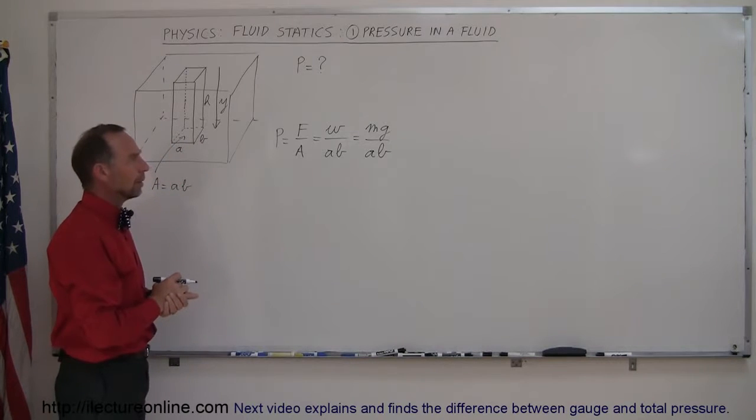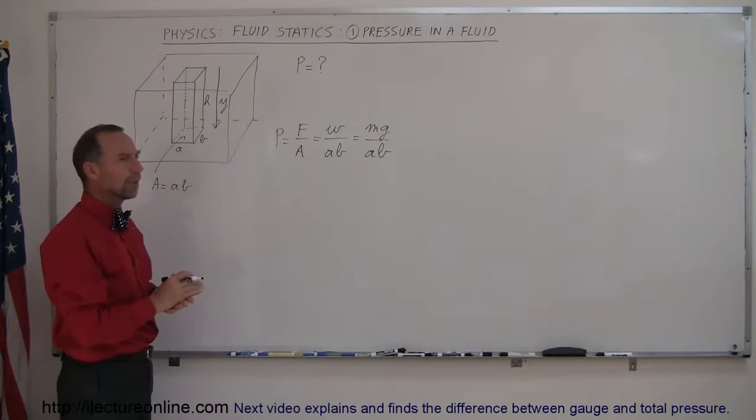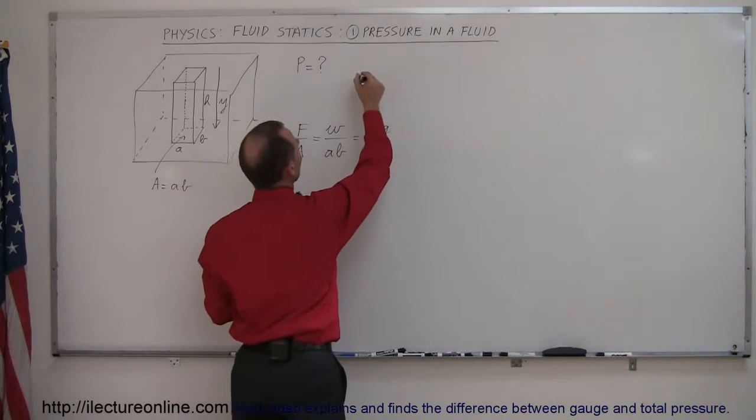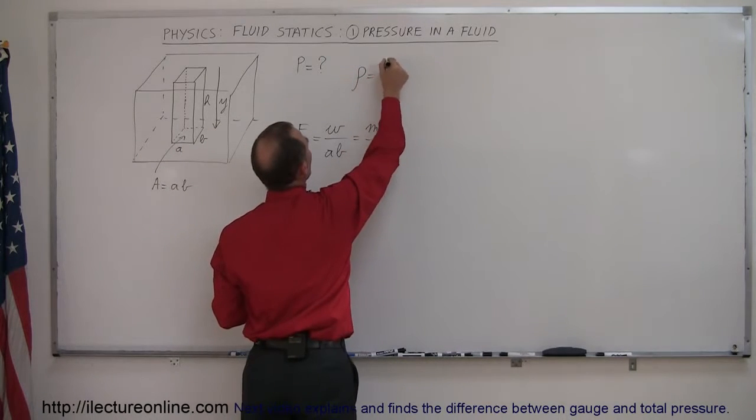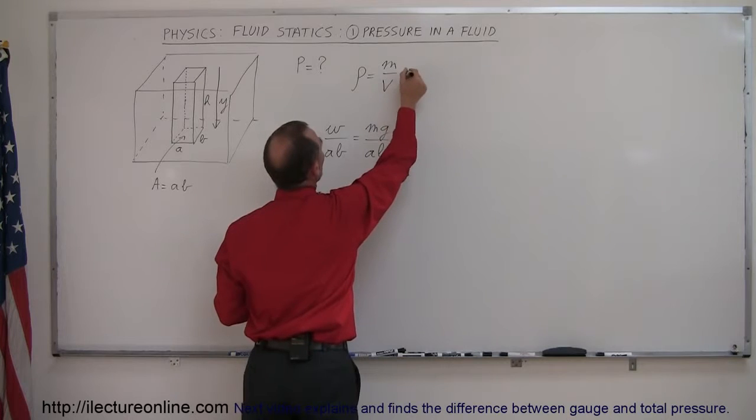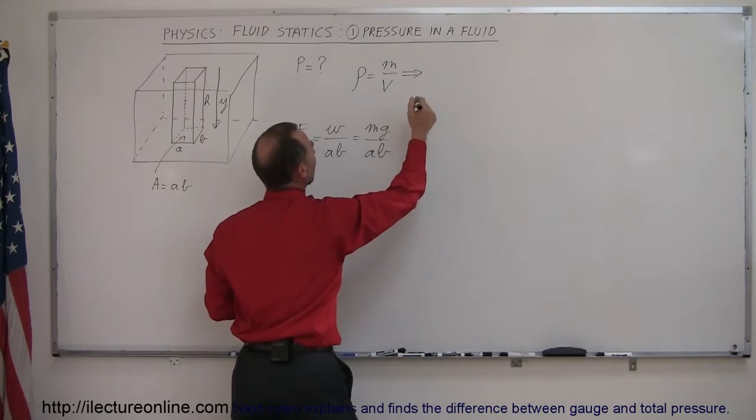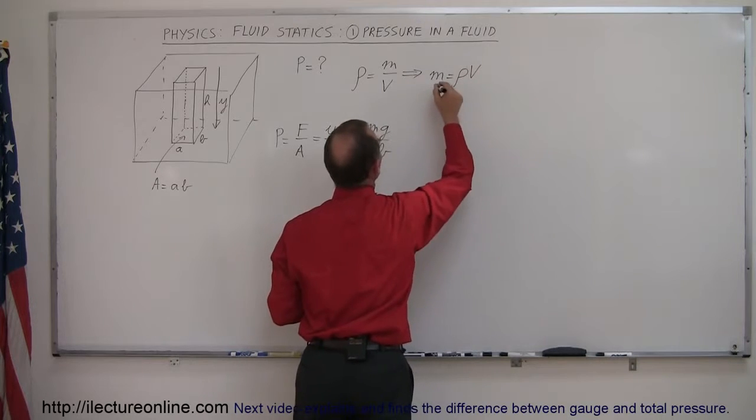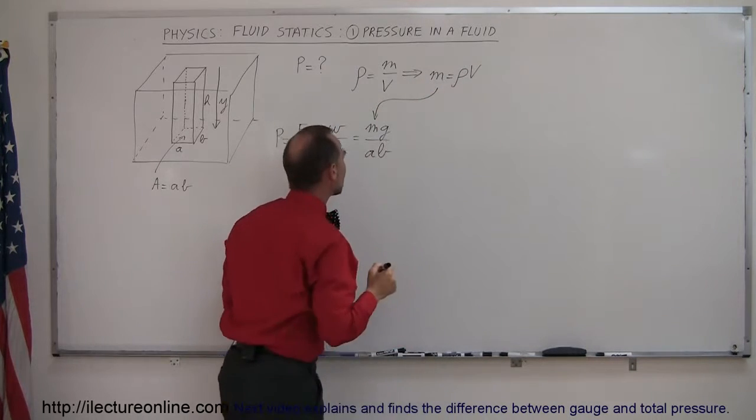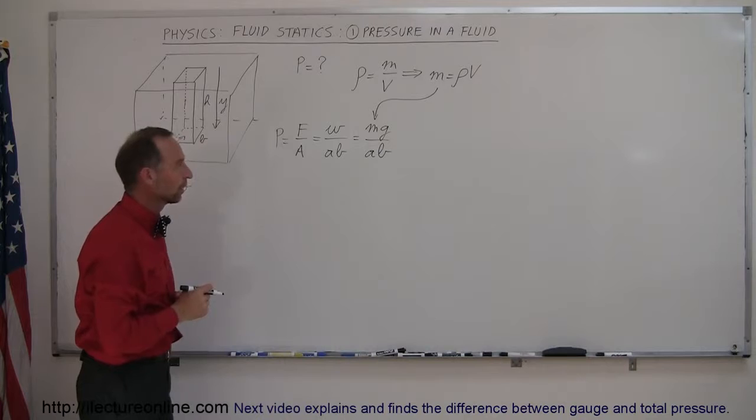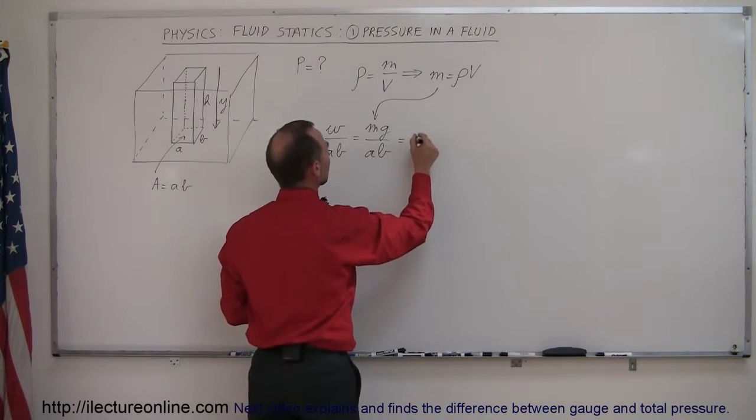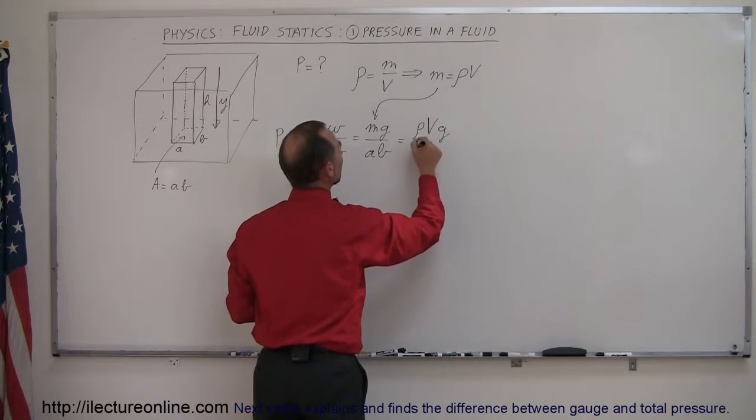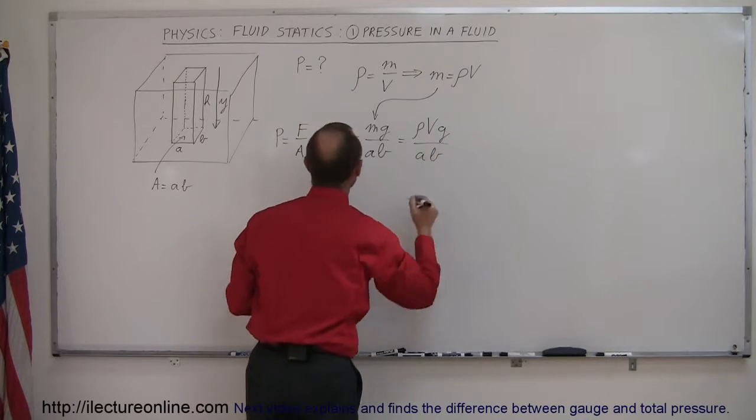All right, now, in fluids, we have a relationship between the mass and the density. And that relationship is that the density of any fluid is equal to the mass divided by the volume, which means that we can solve this equation for mass and write that the mass is equal to the density times the volume, and substitute that in here for our equation for the pressure. So that means that now the pressure can be written as the density of the fluid times the volume times G divided by A times B.